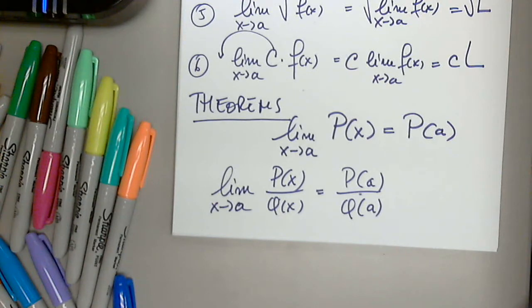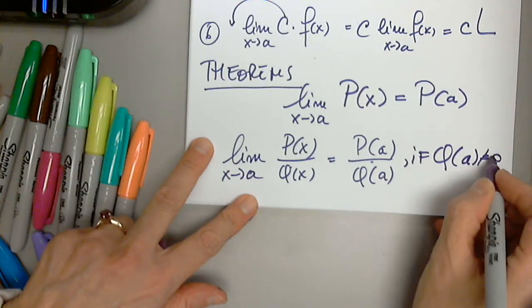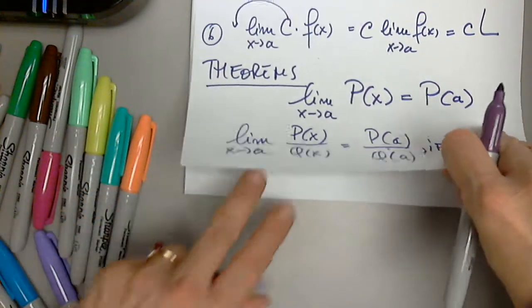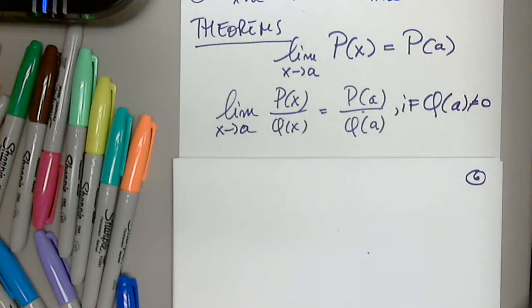If this function has A in its domain, the answer is this. If this function does not have A in its domain, which means Q of A is 0, then the answer is not this. That's exactly what you said, right? So I'll say if Q of A does not equal 0, or in other words, however, we prefer this.